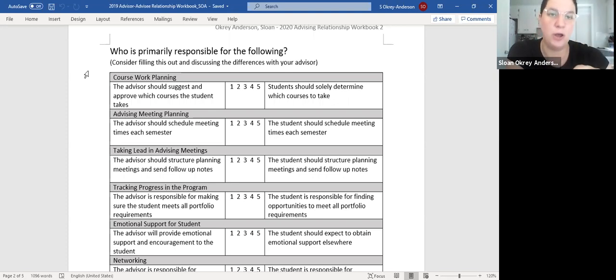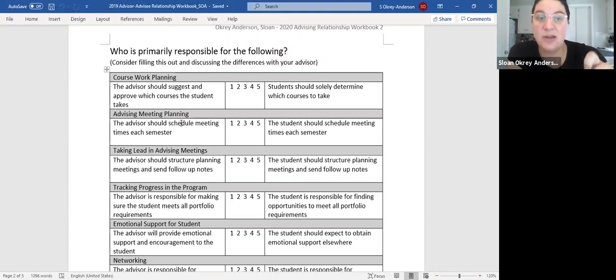So on this first one, if you circle 1, it means you want your advisor to suggest and approve coursework for you each semester. If you circle a 5, you think that you should be the one who solely determines your coursework and that it's not really your advisor's responsibility. So going through that, you then come together and compare your numbers and decide on what you're going to go with in terms of practice.